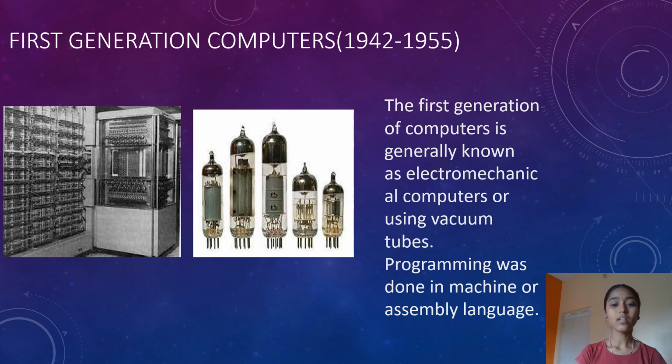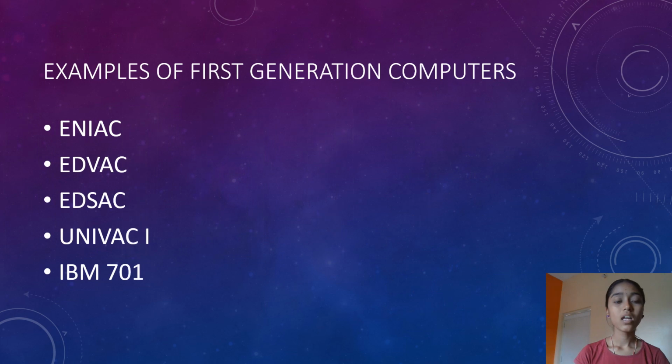Programming was done in machine or assembly language. Electromagnetic relay was used as primary memory and punched cards were used to store data and instructions. They were used for scientific applications. Examples of first-generation computers include ENIAC, EDVAC, EDSAC, UNIVAC 1 and IBM 701.